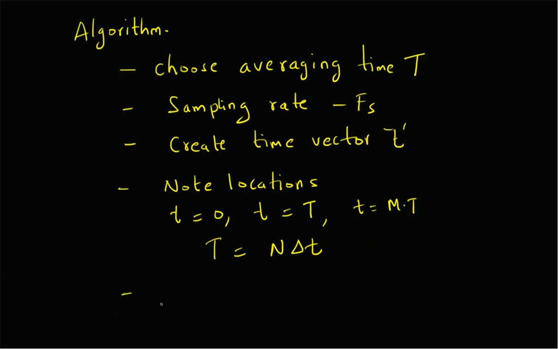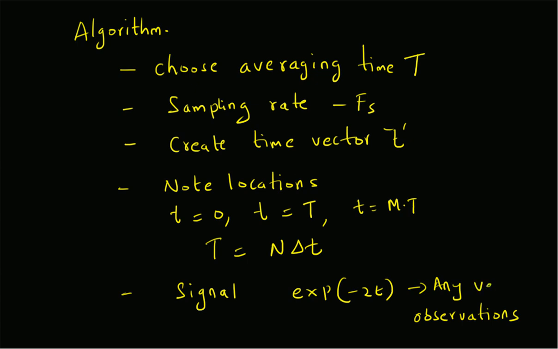Next, in the algorithm, the next step is to acquire the signal. For example, in simulations we are going to use exponential of minus 2t for validation of the algorithm. In reality it can be any observation, any vector of observations.